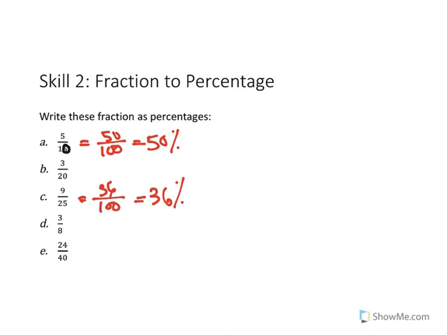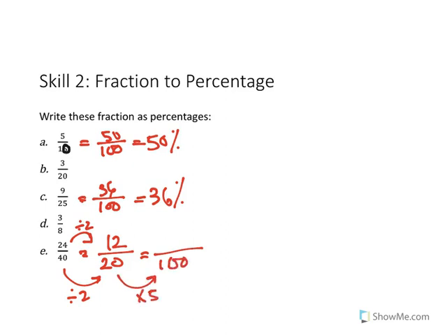We'll come back to that. Now, 24 out of 40, you have to take two steps here. First, turn it into something out of 20. So I'm going to divide by 2 and divide by 2 to get 12 out of 20. And now that I have that, I can then go ahead and turn this into 100. Multiply it by 5, and I multiply it by 5, and this gives me 60 out of 100.